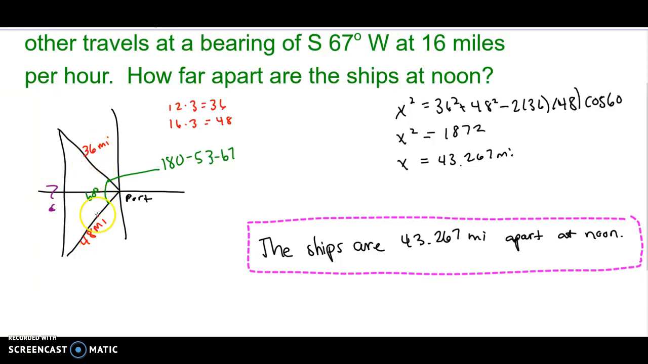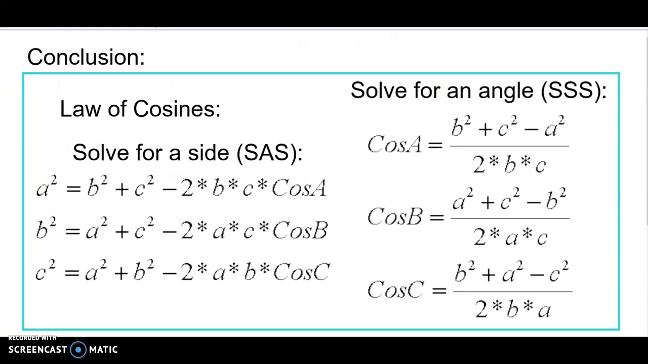So we have side, angle, side. Well, if this angle right here is 53 degrees and this is 67 degrees, obviously we would just do 180 minus those two angles, and we get that it's 60 degrees in between. So I use my law of cosines here, and I get that x is 43.267 miles. And since it's a word problem, we know to respond to the word problem in words. The ships are 43.267 miles apart at noon. All right, so word problems, just make sure you guys set up the picture correctly.